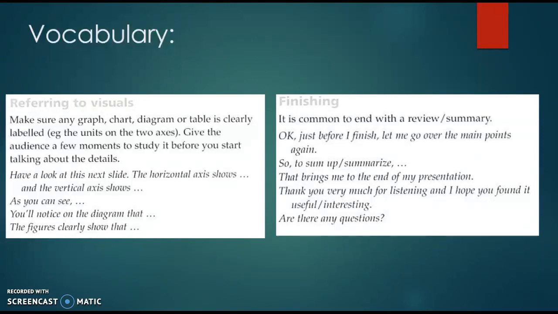When you finish, it is common to end with a review or a summary. So you could say, okay, just before I finish, let me go over the main points again.